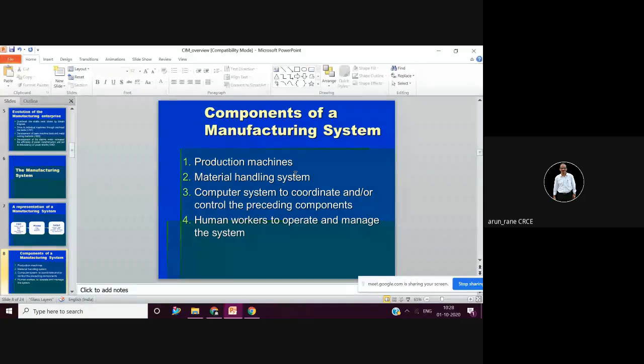Then there should be a computer system to coordinate and to control the various components. And at least in Mumbai, in India, there is not 100% automation, because the labor, the humans, the people are available at reasonably acceptable cost. In foreign countries, that is not so. In foreign countries, mostly they believe in automation or unmanned operation.